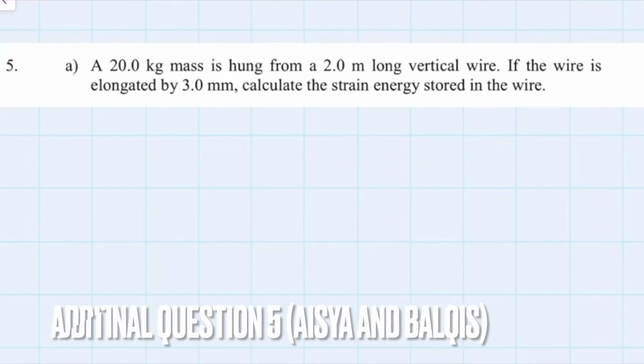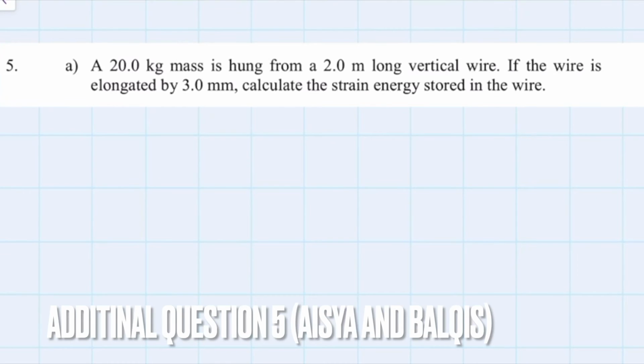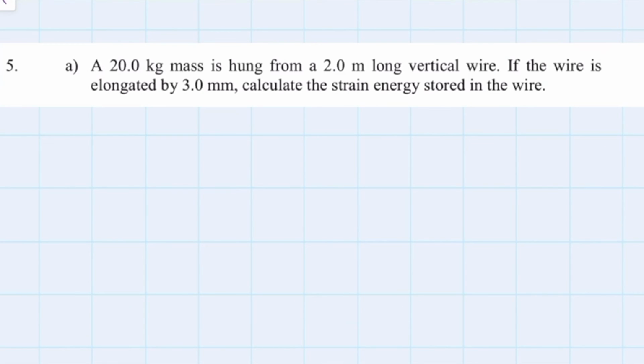A very good morning. Okay, today I'll be discussing question 5A from additional chapter 11 physics. So let's read the question first. A 20.0 kg mass is hung from a 2.0 meter long vertical wire. If the wire is elongated by 3.0 millimeter, calculate the strain energy stored.